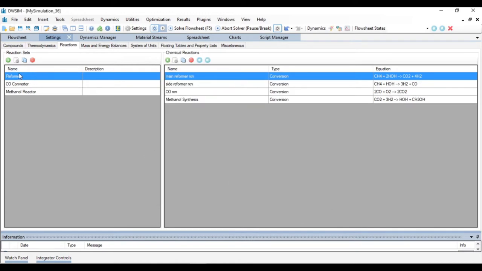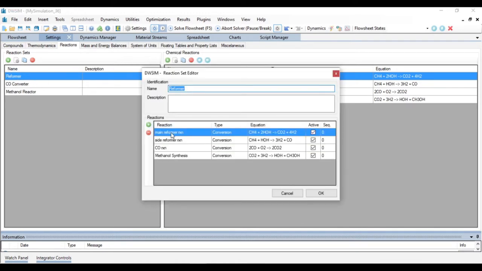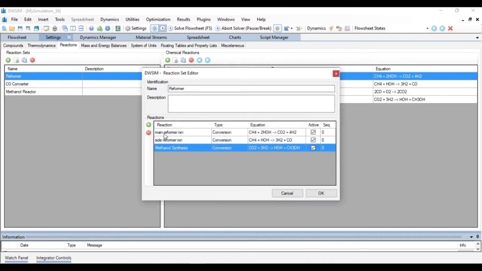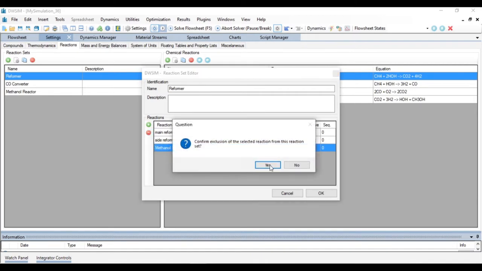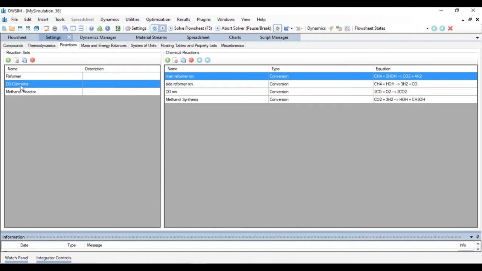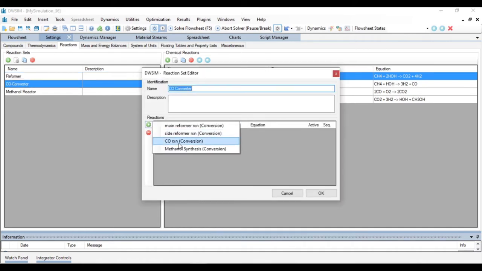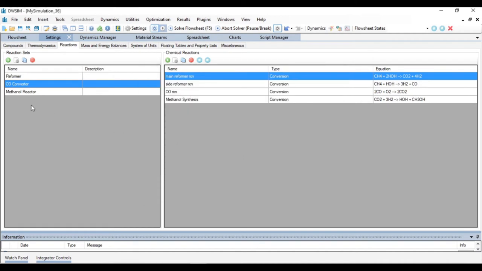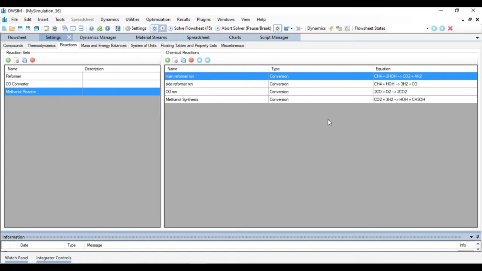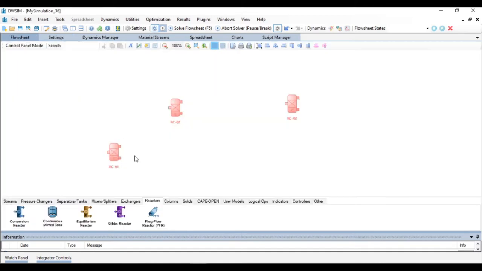And under the reaction set, we click the reformer. We'll remove the CO reaction because in the reformer we have main and side reformer only, and the methanol synthesis will also be removed. So we have the same sequence for the main and side. And under the CO converter, we add the CO reaction, and in the methanol reactor, we will add the methanol synthesis. Okay, now we'll go back again to the flowsheet.